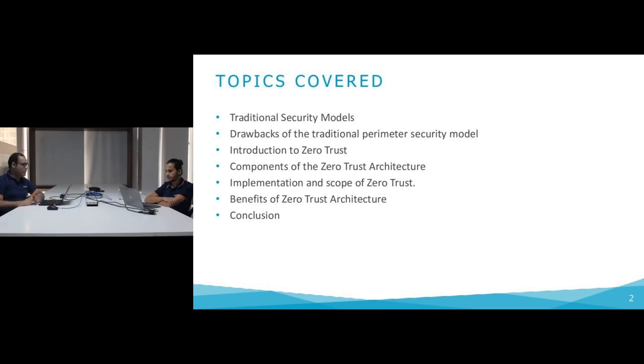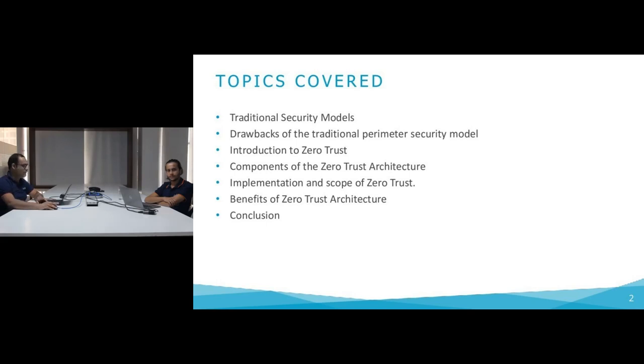So we will be talking about what all traditional models are present today, then the drawbacks or flaws of them. Then we'll see what is the need of zero trust and how zero trust can overcome the flaws of the perimeter model. Afterward, we'll see which components are required to form a zero trust architecture. And then we'll move towards implementation and scope of zero trust. And then we'll see the benefits the organization will get from zero trust architecture. And afterward, we'll conclude. And in the end, we'll be taking a Q&A.